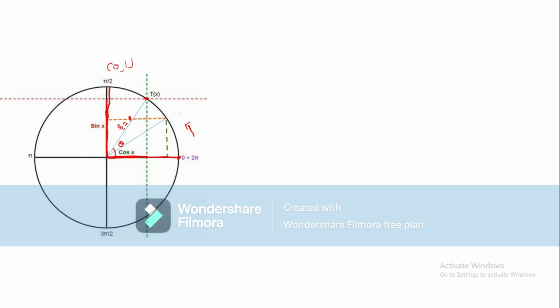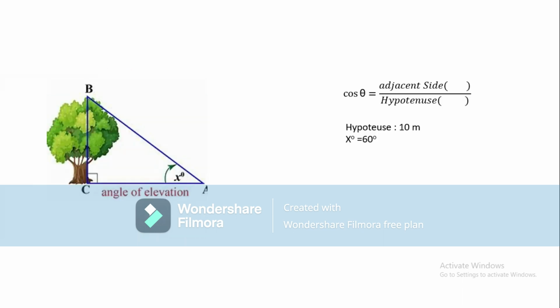Let's use cosine to solve a real world problem. Imagine a tree, and we have placed our ladder at point A, which makes a 60 degree angle with the base, and the length of the ladder is around 10 meters. So this is the ladder which we have placed at the base, and it makes a 60 degree angle with the base. So the length of AB is 10 meters.